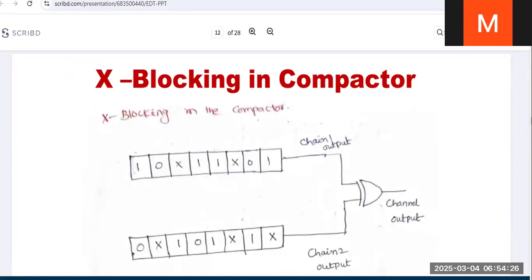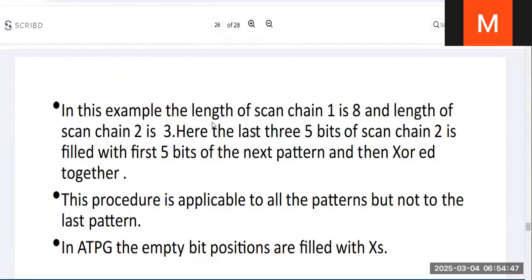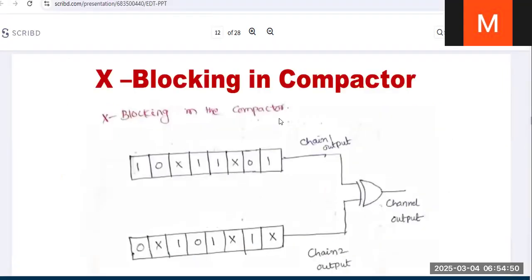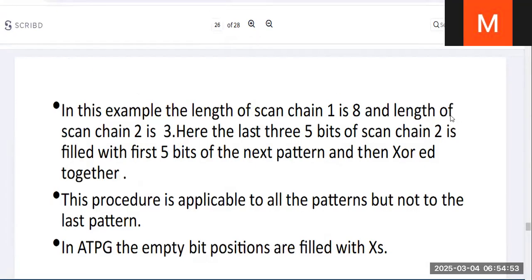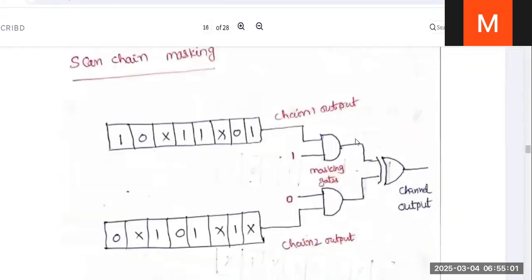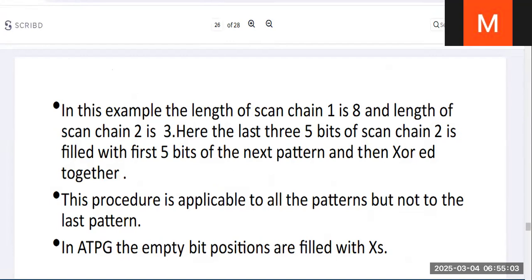As I already told, with the help of masking logic we block the scan chains which are propagating X. Here we have two scan chains, and one of them is propagating X. With this, the external channel output becomes X. To avoid that, in this example the length of the first chain is 8 and the length of chain 2 is 3. That is X blocking.